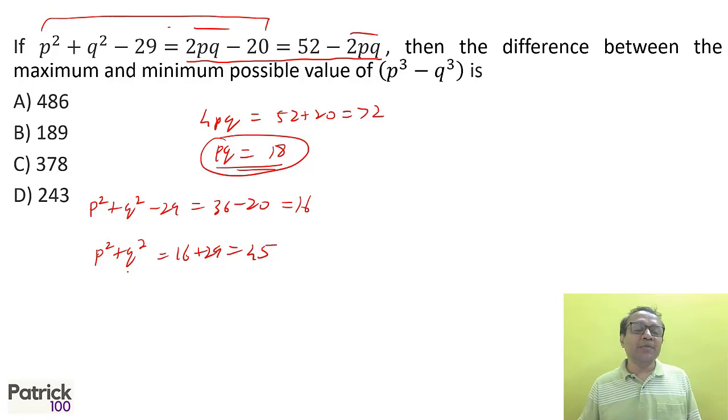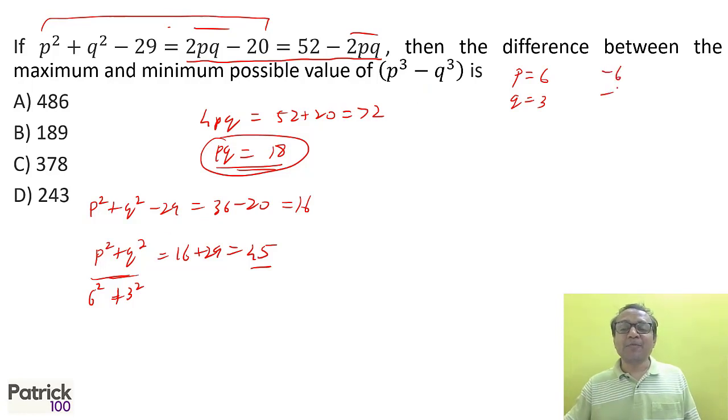Now P into Q is 18 and P square plus Q square is 45. It is a multiple of 9, so you can make out that 6 square plus 3 square will become 45. 6 square is 36, 3 square is 9, total 45. So I can make out that P and Q can be 6 and 3. Right? You could also have them as minus 6 and minus 3. Remember, minus 6 into minus 3 is 18, and minus 6 square plus minus 3 square is 45. Possible. Now substitute and check out.